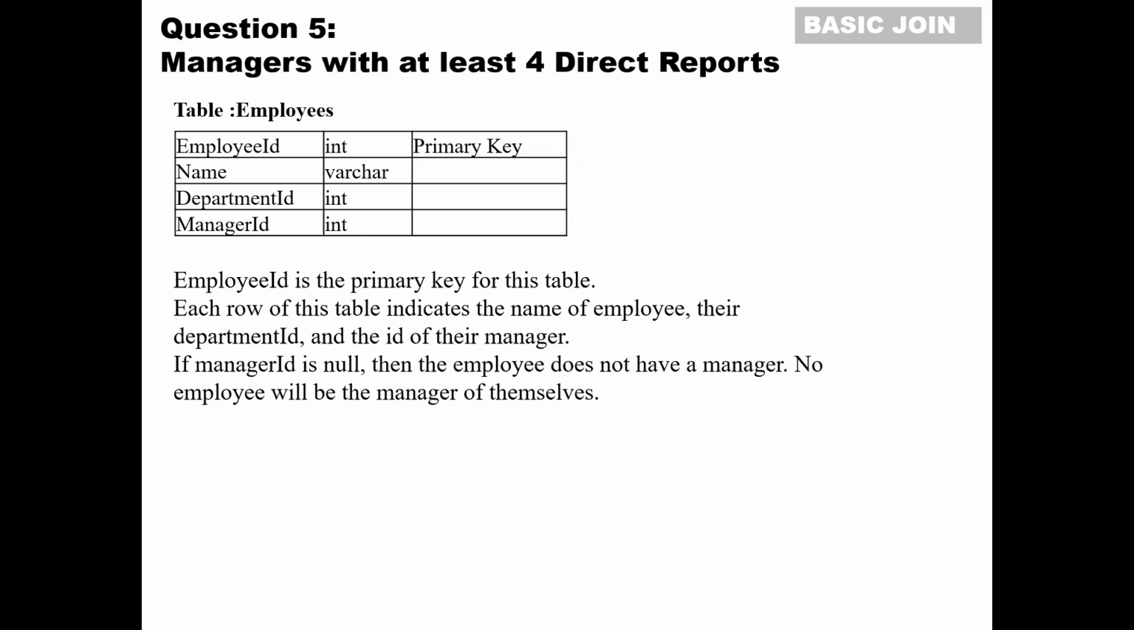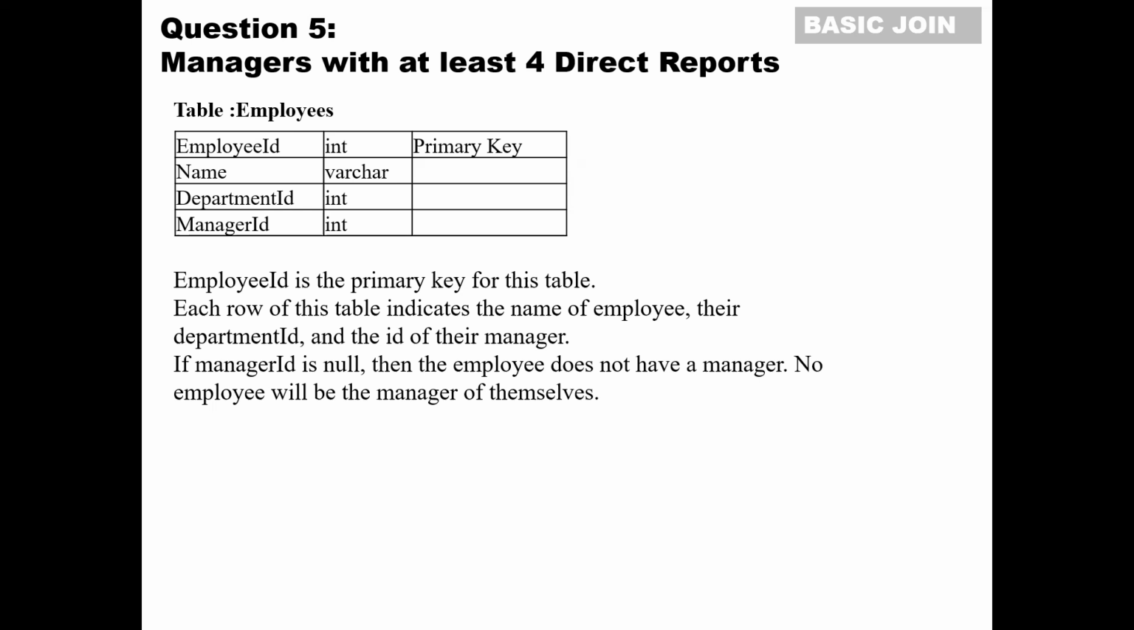Let's move on to question 5, how to identify managers with at least 4 direct reports using SQL. We're working with a single table called employees. Let's take a quick look at its structure. Each row of the employees table gives us an employee's details, including who their manager is. If manager ID is null, the employee has no manager. Also, no one manages themselves, meaning an employee's manager ID is never the same as their employee ID.